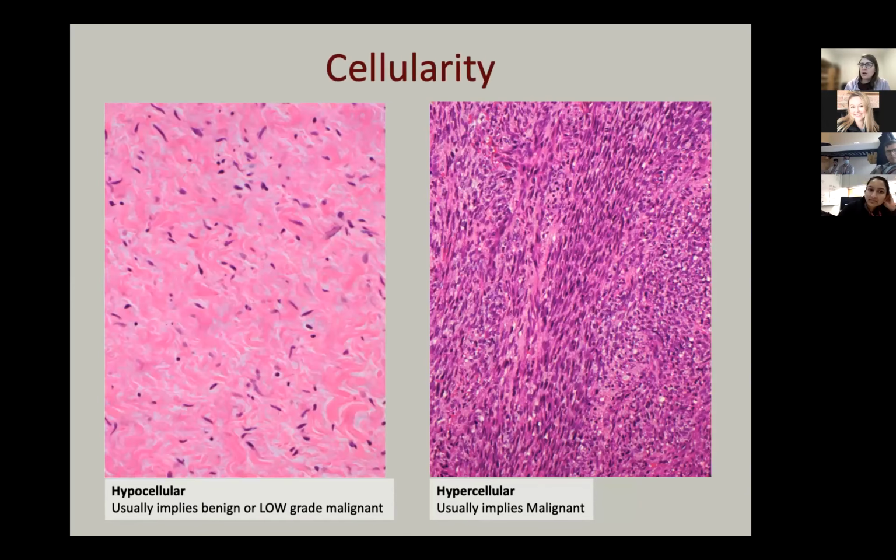Okay. All right. Then moving on to higher power, we look at the cellularity. Generally something that is hypocellular or paucicellular, or low cellularity. Again, the nuclei are spaced far apart with lots of stroma in between, in this case, collagen. This may, again, imply something benign or something low-grade malignant. Hypercellular means many nuclei packed together with little cytoplasm or little stroma in between. This generally can be something more highly proliferative or at higher risk of being malignant.